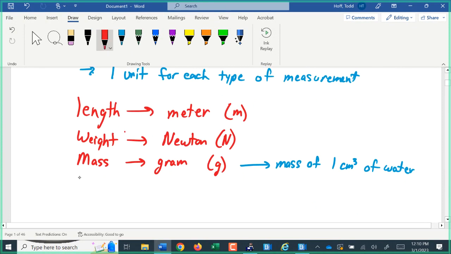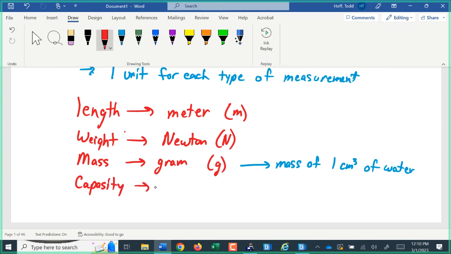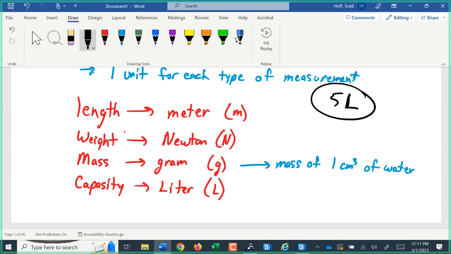For capacity, we use the liter, abbreviated with just an L. I've always been taught to abbreviate with a capital L. I found out years later that wasn't necessary. The main reason I was taught to use a capital L is if you have something like this, is that 51 or is it 5 liters? Well, if you use a capital L, it's pretty clear that that's 5 liters. So that was the reason I was told to do that, but you don't have to use a capital L for it.